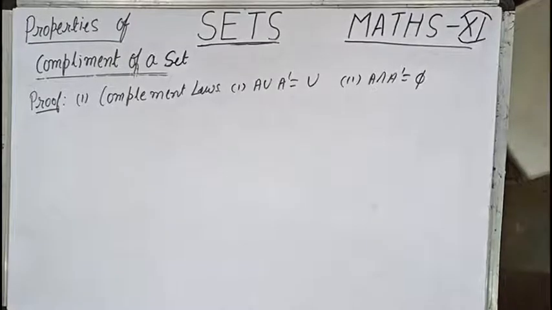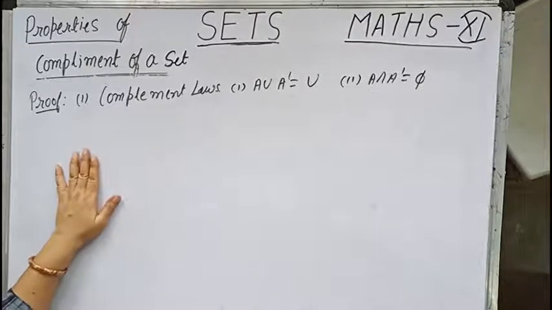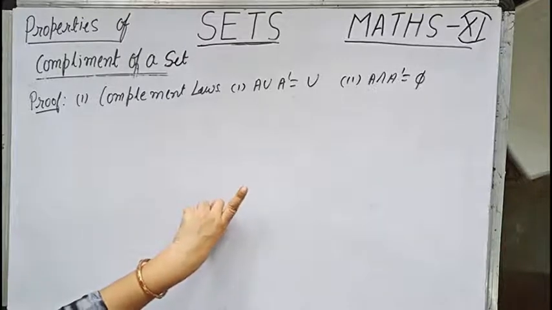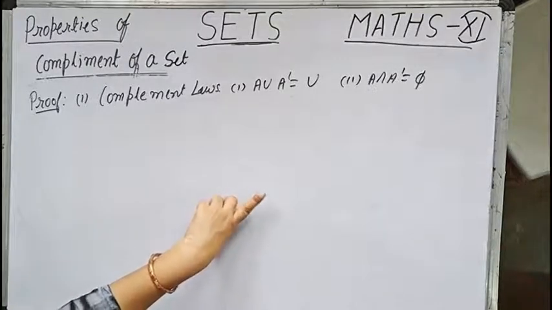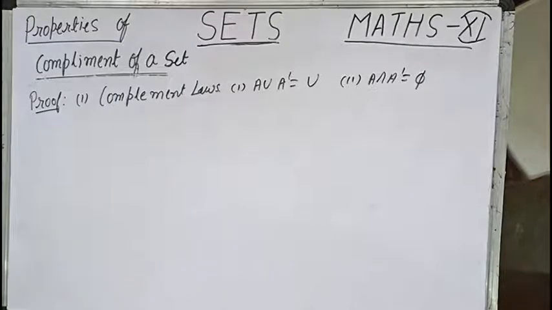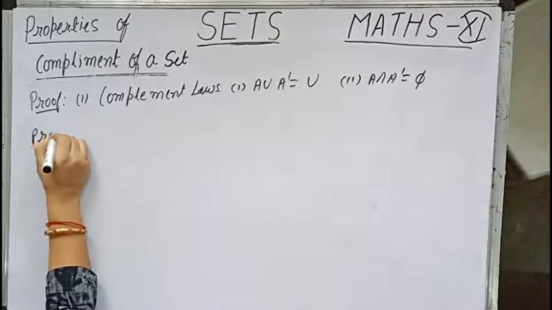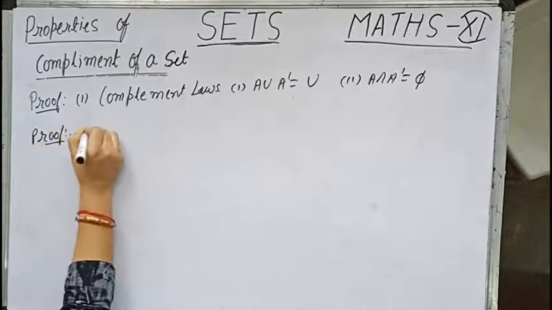Now let us do the proof of the properties of the complements of the set. Number 1 was the complement laws, that is A union A complement equals the universal set U and A intersection A complement equals the empty set phi. So let us start the proof of number 1. Proof number 1.